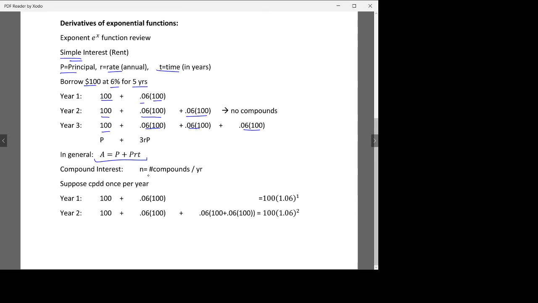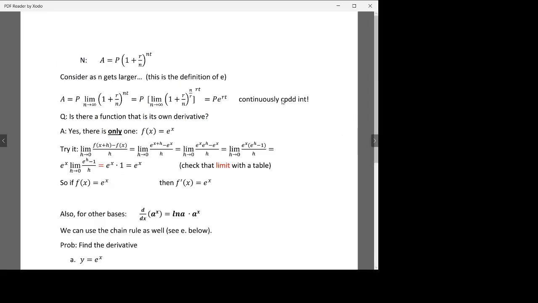Now, compound interest is a little different. If you're compounded once per year, you'd have the same as the simple interest in this case. But for the second year, there's our first year money, but we'd also have interest on the interest, right? This is different than this. This is just interest on the principal every time. This is interest on the interest, so it's compounding. And so you can see there's a little exponential thing happening here.